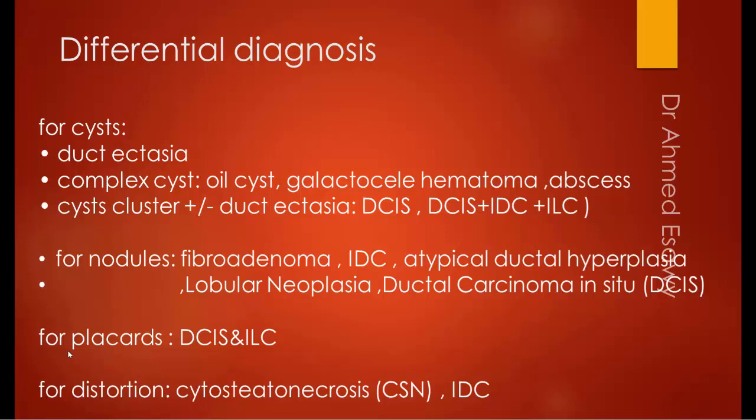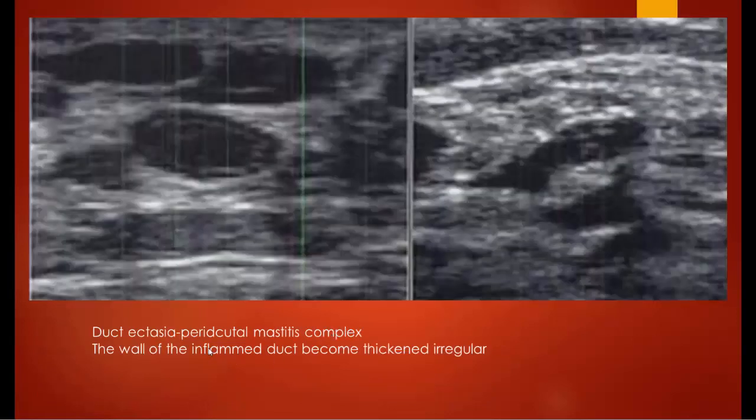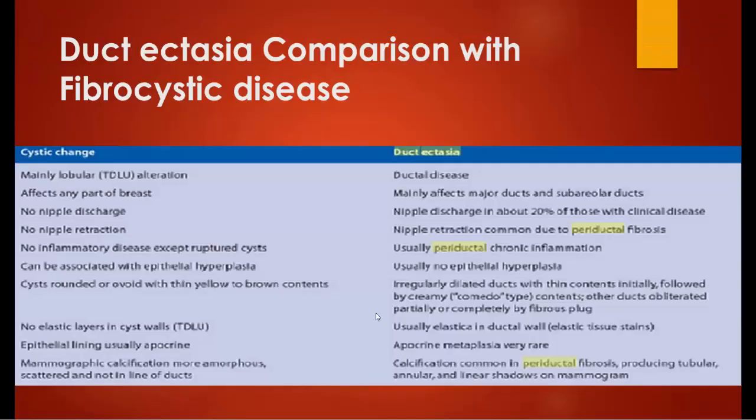For distortion, differential diagnosis is steatonecrosis and invasive ductal carcinoma. Duct ectasia, periductal mastitis complex. Wall of the inflamed duct becomes thickened and irregular, one of the differential diagnoses of fibrocystic change in ultrasound.